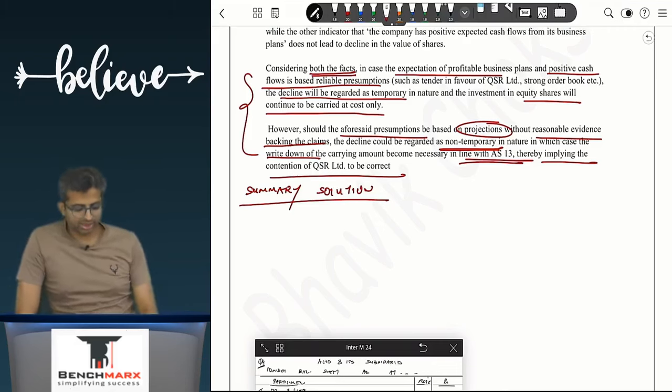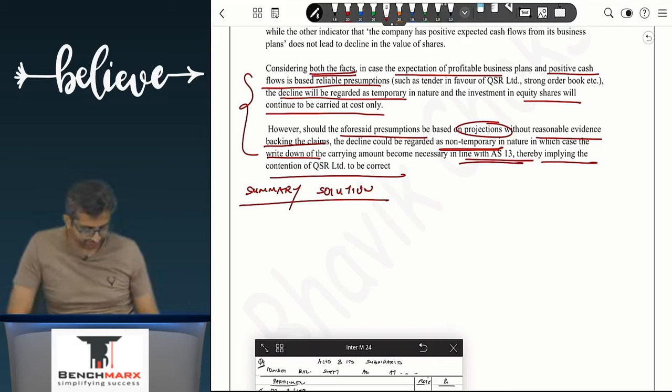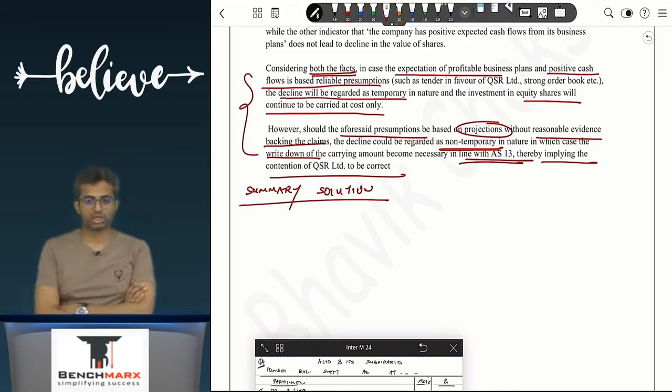In case we need to comment on the investment, comma, we need to comment on the SFS. Full stop. Next paragraph.